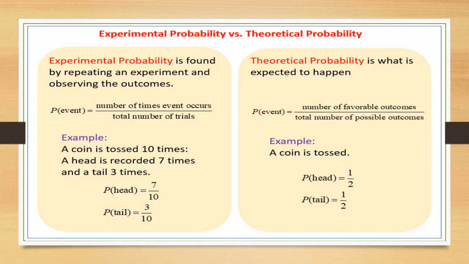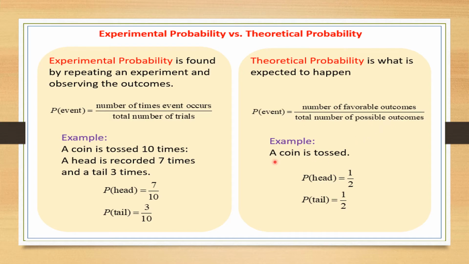So first of all, we need to recapitulate a few things about probability. Let us first take the basic difference between experimental probability versus theoretical probability. So what is theoretical probability? It is what is expected to happen, right? The probability of the event is given by the number of favorable outcomes divided by the total number of possible outcomes.